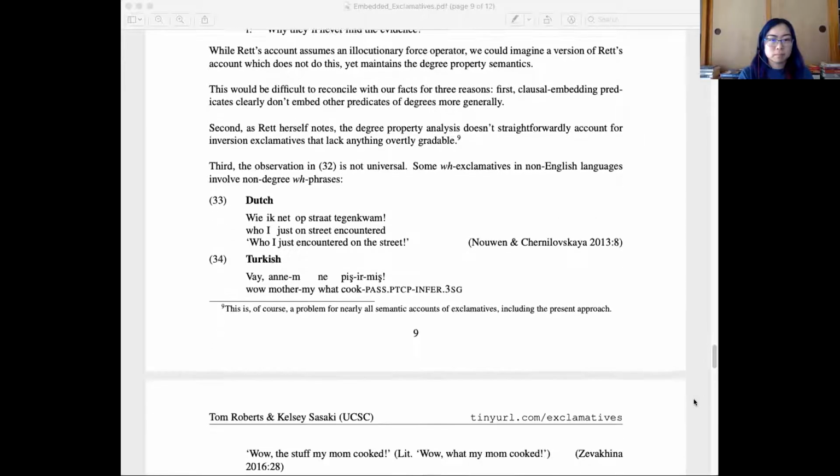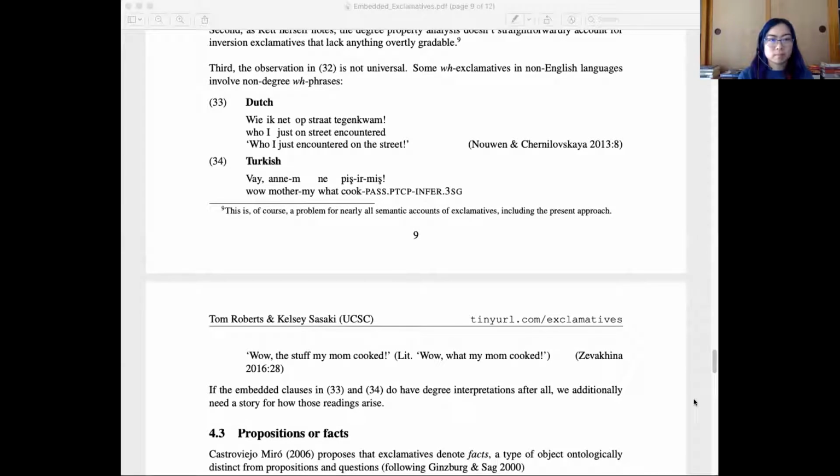But perhaps more compellingly, the observation in 32 for English that only what and how exclamatives are possible is not universal. So there's plenty of non-English languages which involve non-degreed WH phrases. So Dutch and Turkish are two such languages. It could be the case that examples like 33 and 34 do turn out to have degree interpretations after all, but we would need some additional story for how those readings arise. And again, that might be something we want more generally, and we're happy to listen to ideas about how to get degree interpretations of things that don't transparently have degrees.